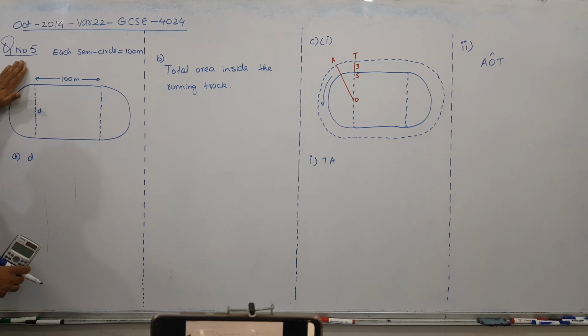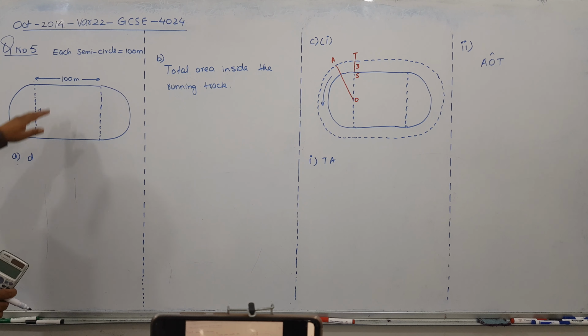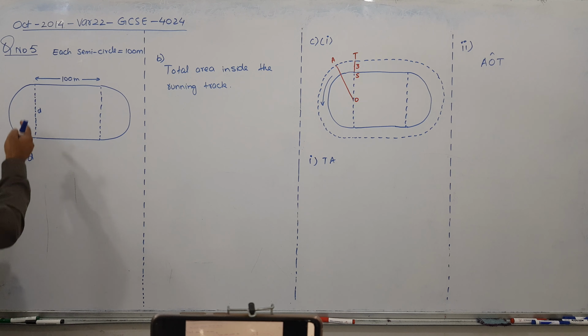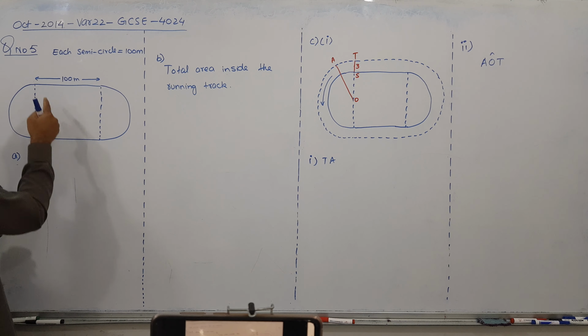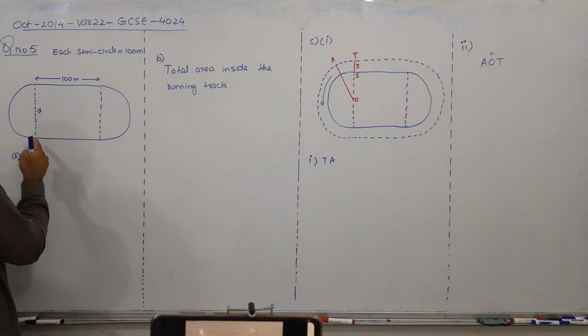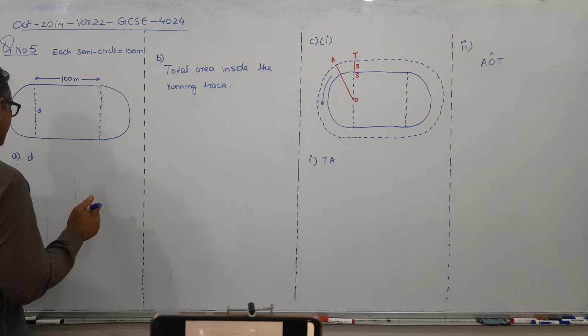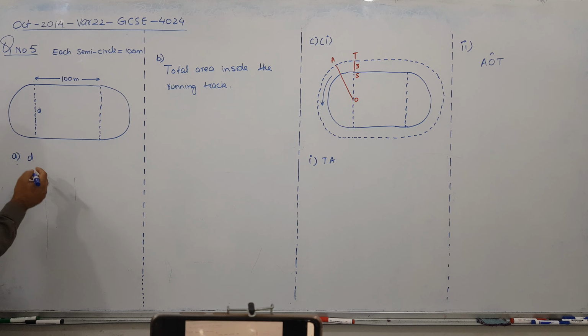Question number 5, the topic is area and volumes. Each semicircle is 100 meters. So this is 100 meter, this is 100 meter, and this is 100 meter. So the straight part is also 100 meter. So I can say 100, 100, 100, and 100. So we need to find the diameter.